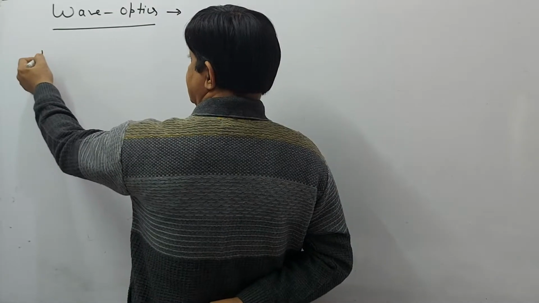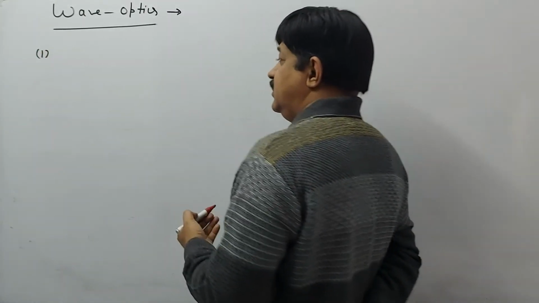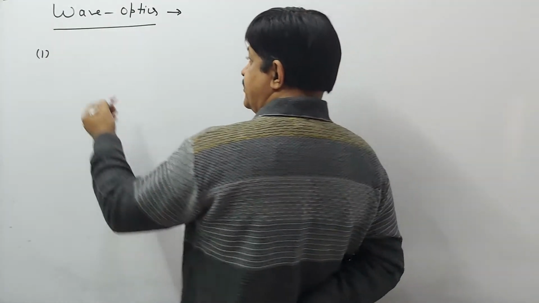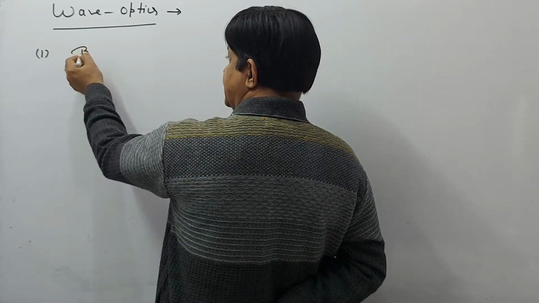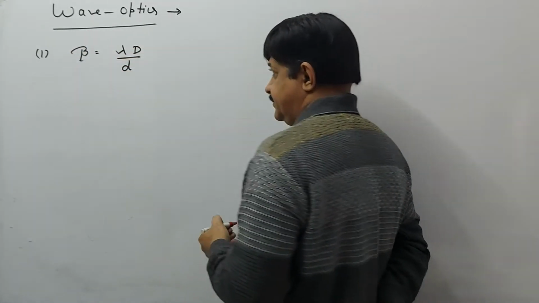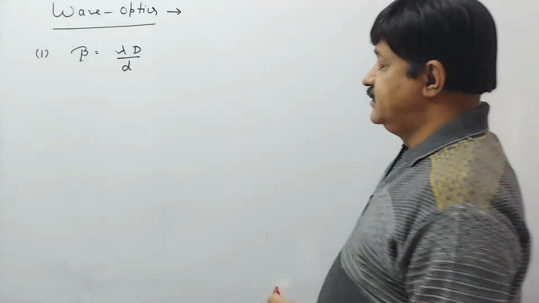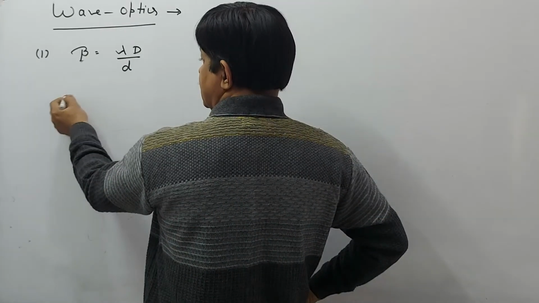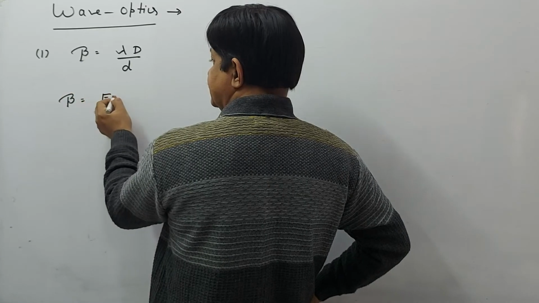सबसे पहले देखिएगा, वेव ऑप्टिक्स में जो मोस्ट इंपॉर्टेंट प्रॉब्लम्स हैं, it is based on beta, that is lambda D by d. This beta stands for fringe width.